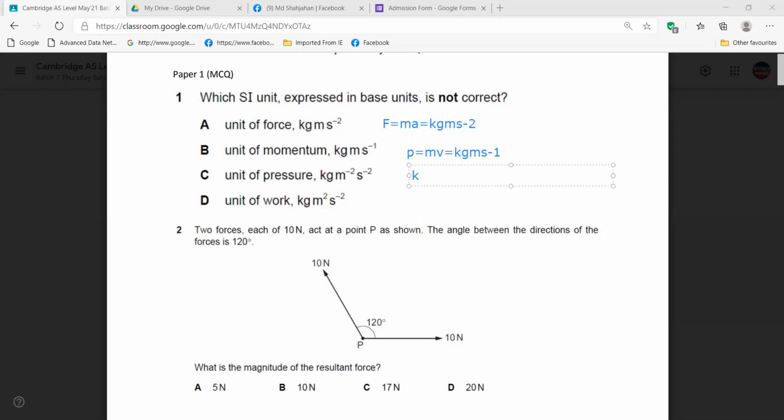Kg per meter, and you can also do it here, right? If you cannot memorize, then you can do it here to check. Then you can find it. So it's done right this way. Kg per meter per second square. So it's not correct. Our answer is C. Now question two.